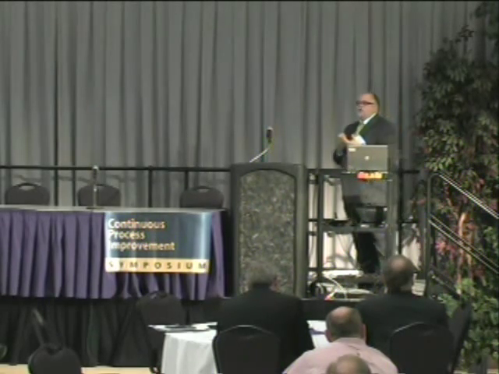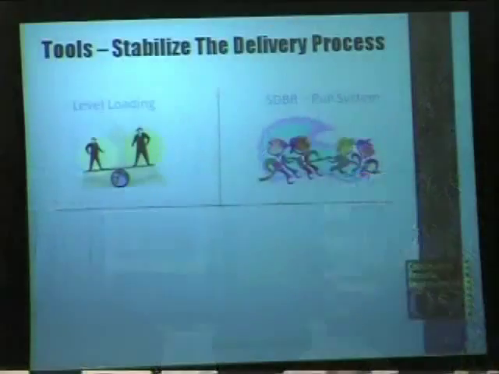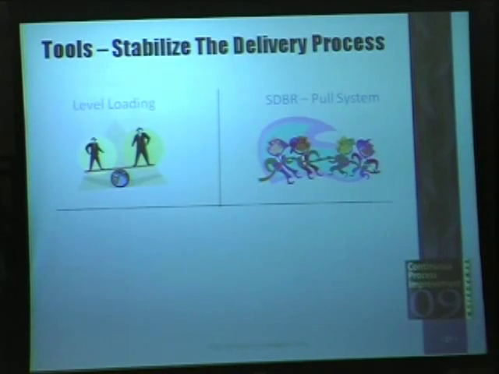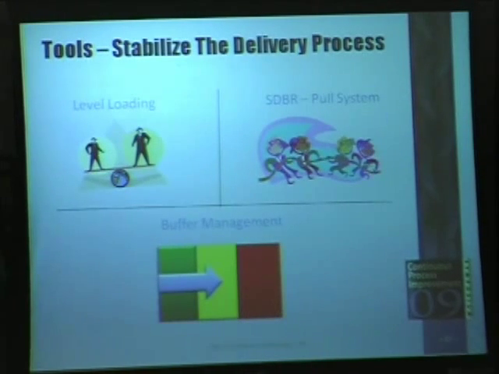So I like to use simplified drum buffer rope. It's easy. It can be implemented in a couple of weeks. It doesn't require a computer. It's simple. We can get level loading easily just by controlling what goes into the system. And then we implement buffer management to close the loop on execution so we can get consistent execution. The eggs always come out while they're still hot.